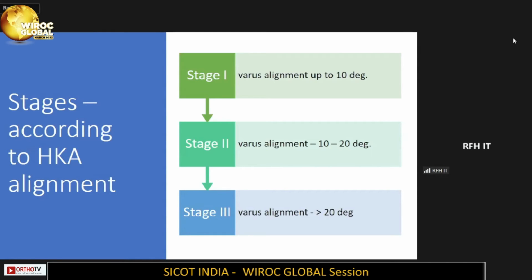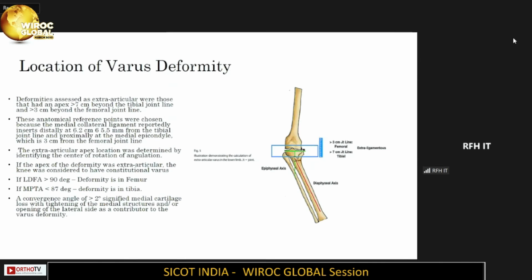The next part was to calculate the stages according to the hip, knee, ankle axis. Stage 1 was varus alignment up to 10 degrees, stage 2 from 10 to 20 degrees, and stage 3 more than 20 degrees of varus alignment. Then the location of the varus deformity was calculated.